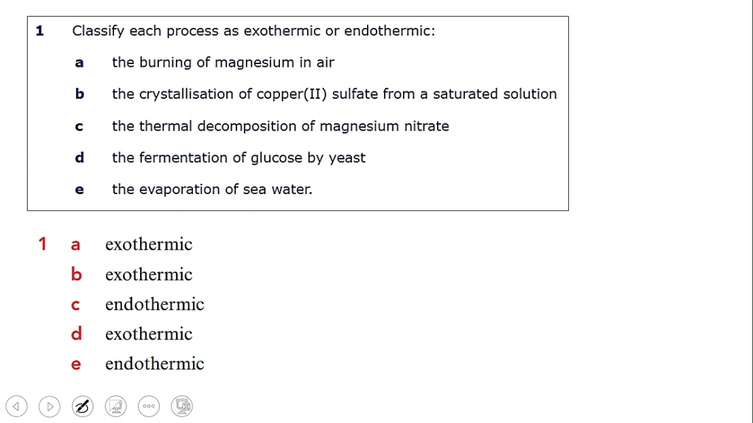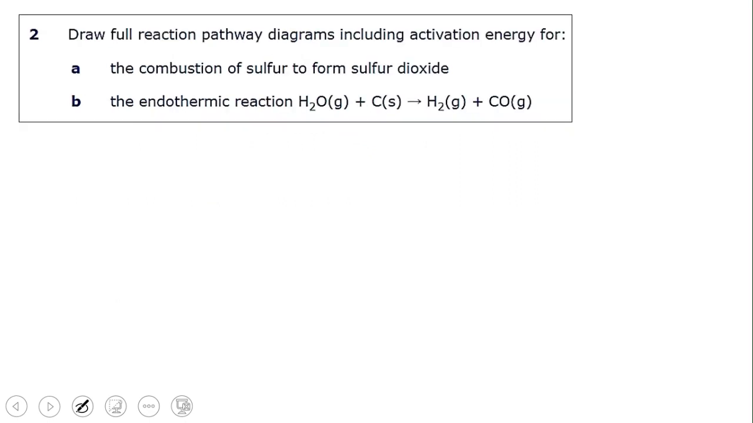Moving towards question number 2, draw a full reaction pathway diagram including activation energy for the combustion of sulfur to form sulfur dioxide. Our reactant will be sulfur, and when we are doing the combustion, it means we are going to react it with oxygen, O2. So oxygen and sulfur react together, producing sulfur dioxide at the end.